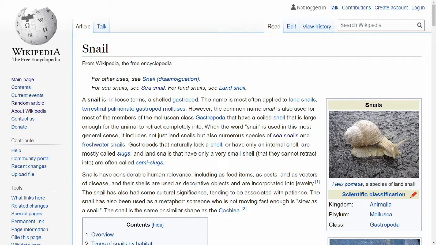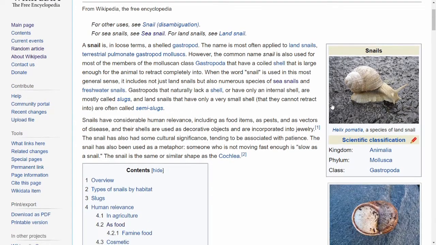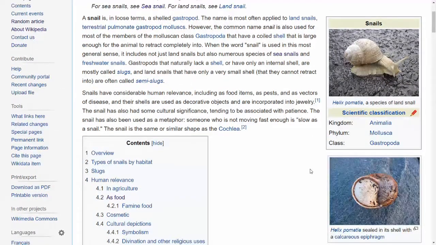Gastropods that usually lack a shell or have only an internal shell are mostly called slugs. And land snails that have only a very small shell that they cannot retract into are often called semi-slugs. I've never heard of a semi-slug. Also, I didn't know that slugs had shells inside of them. That's gross.